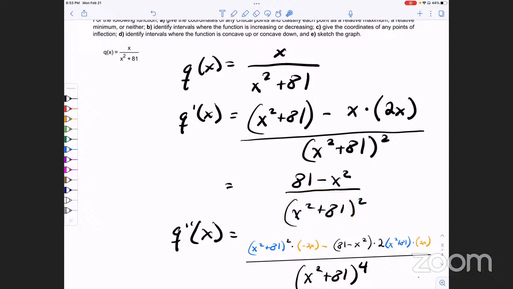Because if you set this to 0 and solve, this is a parabola that's been moved up 81 units. So it's entirely above the x-axis by itself. So the denominator won't be 0 in this case. But plus or minus 9 will make the top 0. So those are critical values. And then we just need to find the corresponding y.